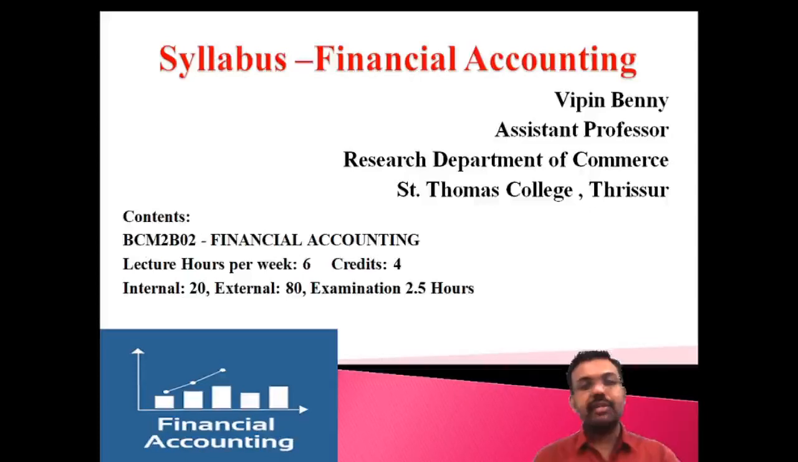The code representing financial accounting is BCM2B02. That is the official code of financial accounting. Normally the course has 6 hours per week and 4 credits. The mark proportion is 80 marks for the external and 20 marks for the internal, with a 2.5 hour final examination. So okay, those are the basic elements of financial accounting.